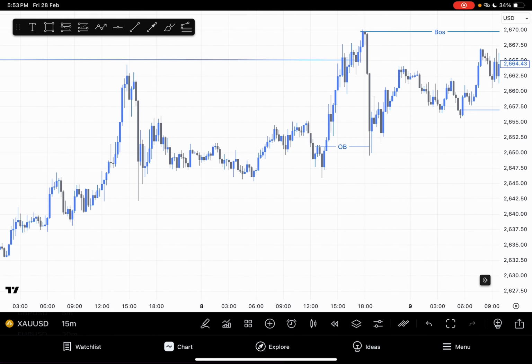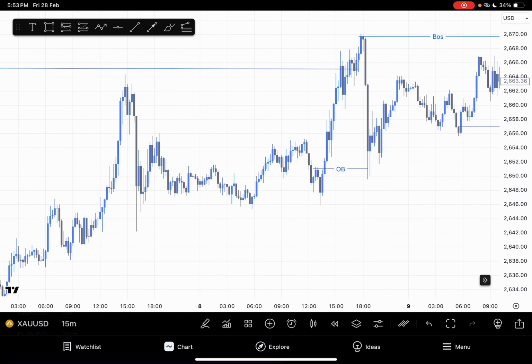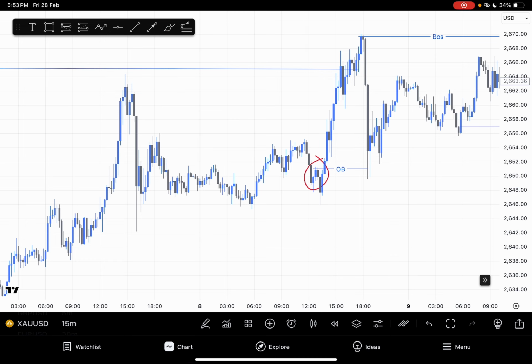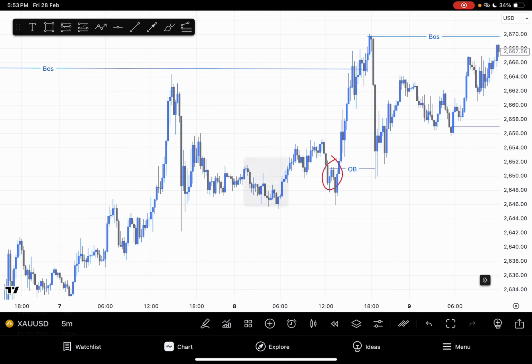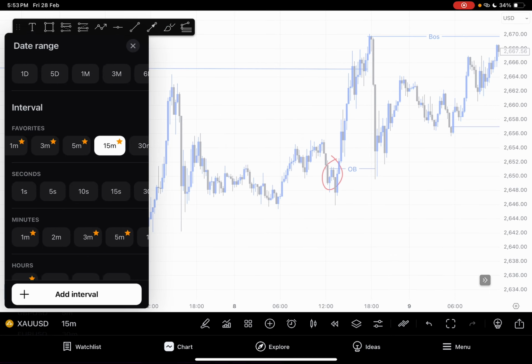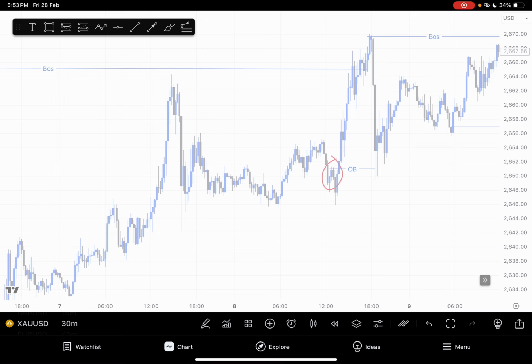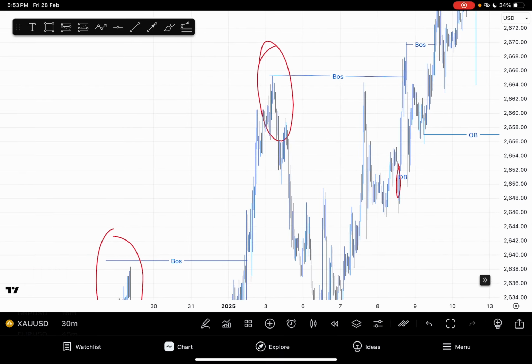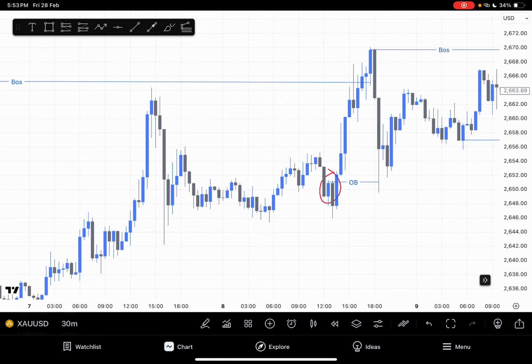Okay, from this you can see a breaker block there, or you can also call it the OB. Let me go down to the 30-minute time frame. Okay, you can clearly see it there.